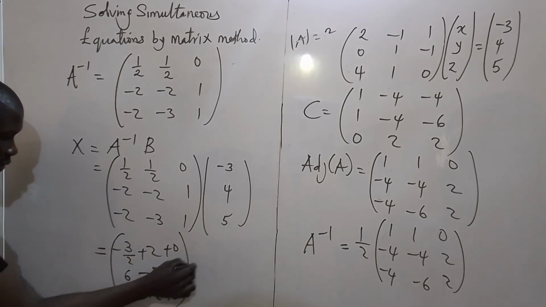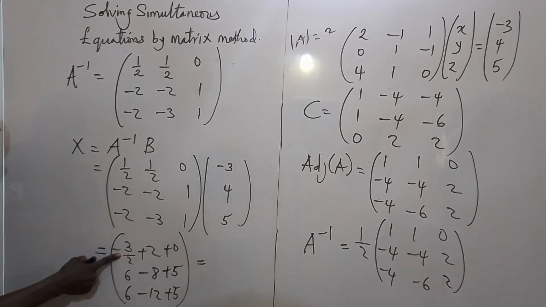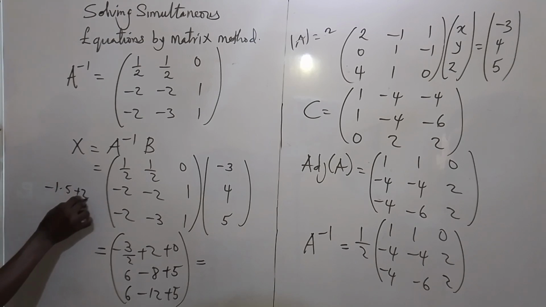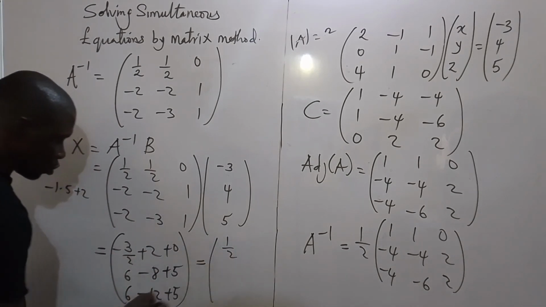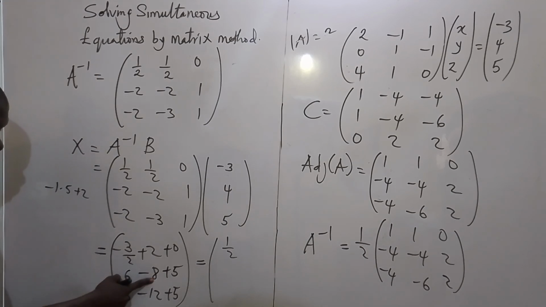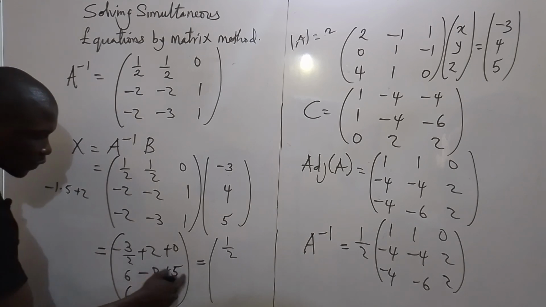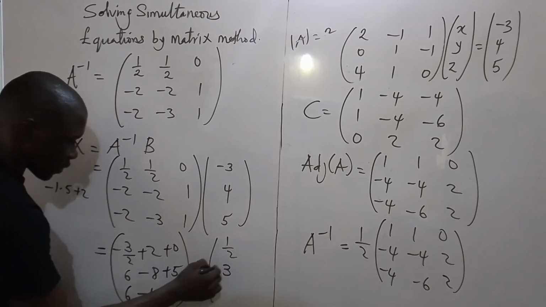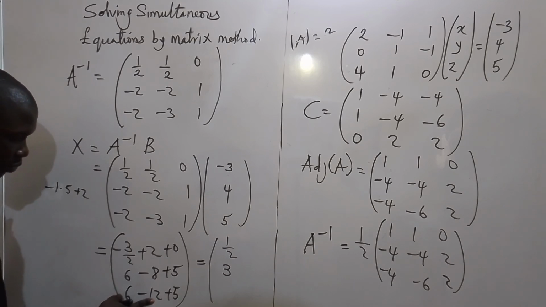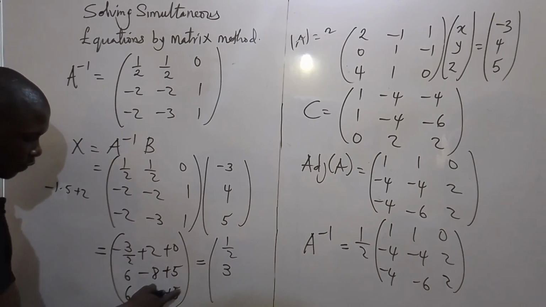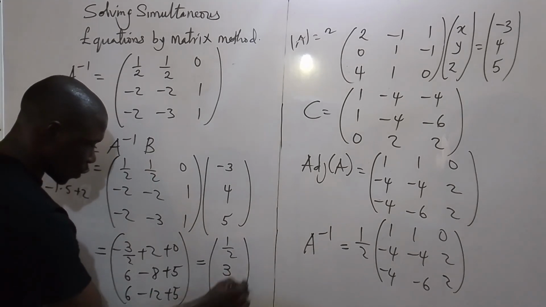So simplify this. Minus 3 over 2 plus 2, that is minus 1.5 plus 2, that's 0.5. Okay, so this is 1 over 2. 6 minus 8 is minus 2. Minus 2 plus 5, that's 3. 6 minus 12 is minus 6. Minus 6 plus 5, that's minus 1.